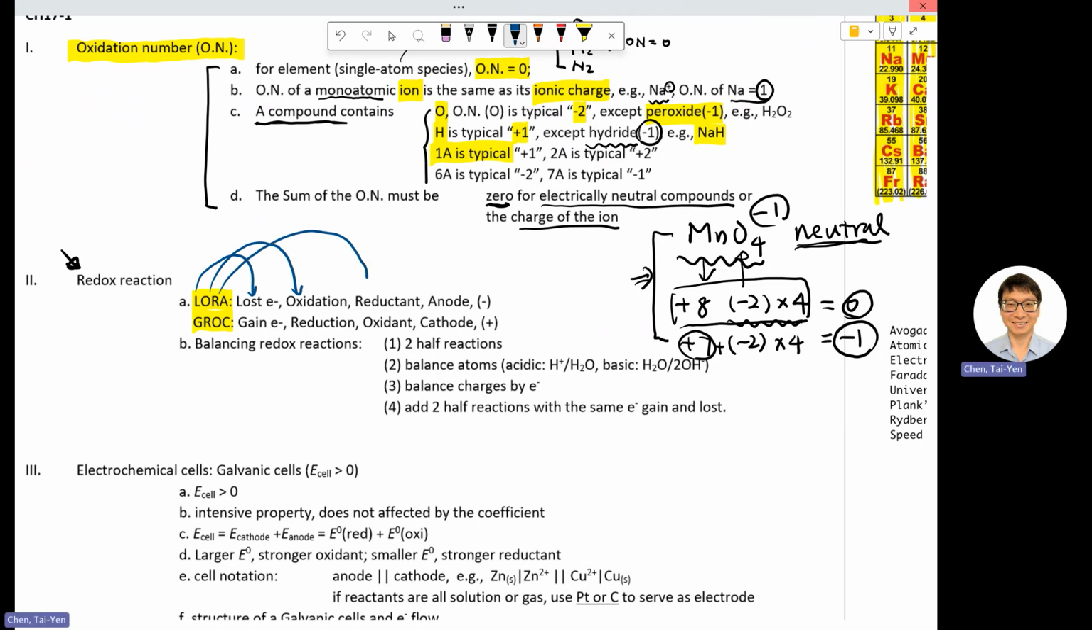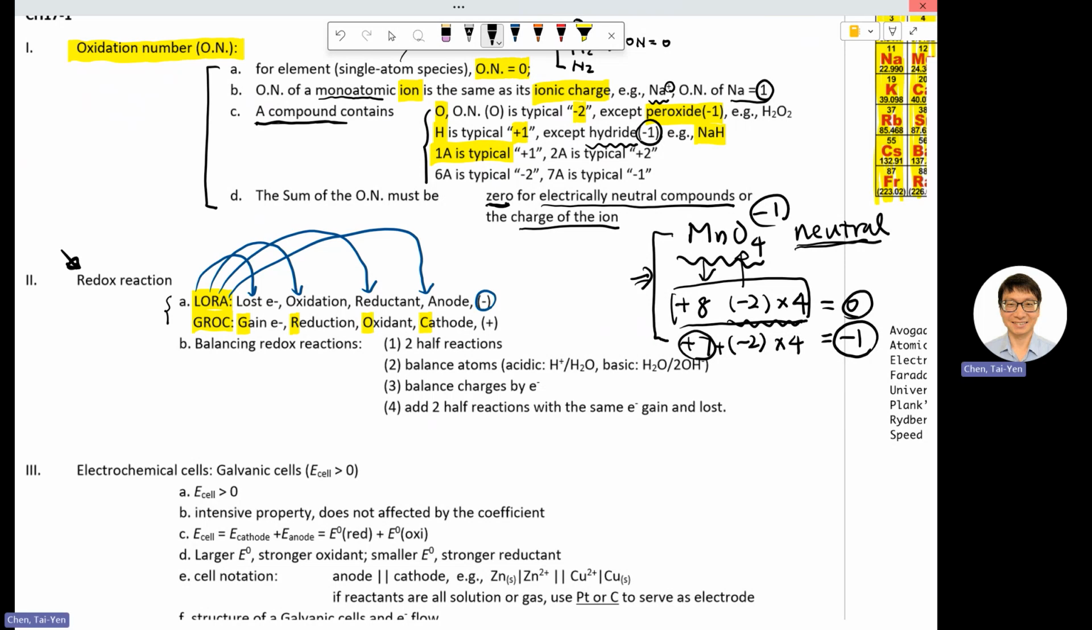By itself, it can serve as a reductant, and this reaction will always happen at the anode, where we always have the negative sign. Similarly, for the GROC, it is the species that gains electrons and undergoes reduction. It can itself serve as an oxidant, and this reaction will happen at the cathode. So LOAR and GROC are the two most important processes that you need to be able to identify for this chapter.